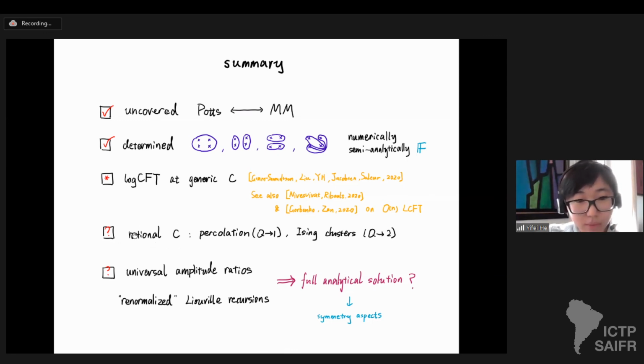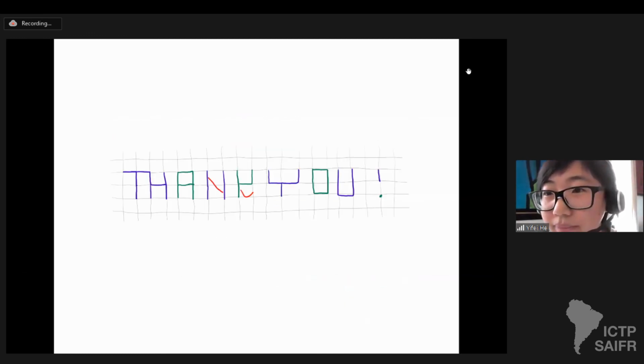The first is what happens at rational values of central charge, especially for Q goes to 1, the percolation limit, or Q goes to 2, describing the Ising clusters. And one of the most fascinating results, I think, is what we have found about these amplitude ratios and this renormalized version of the Liouville recursion, which seem to be telling us there's a full analytic solution of the POTS model waiting for us. But to understand this, it's probably important to explore more about the symmetry aspects of the model. And I will stop here. Thank you. Thank you very much.